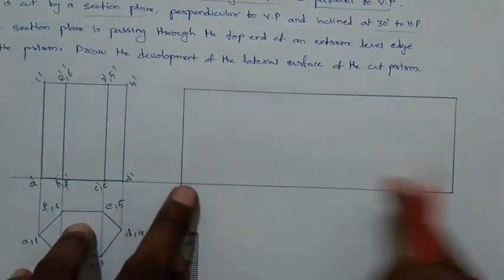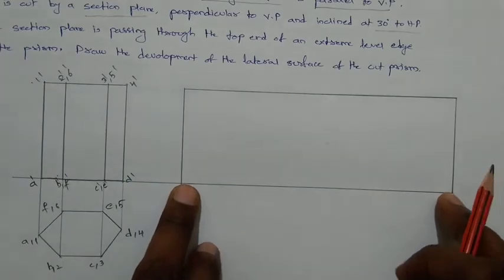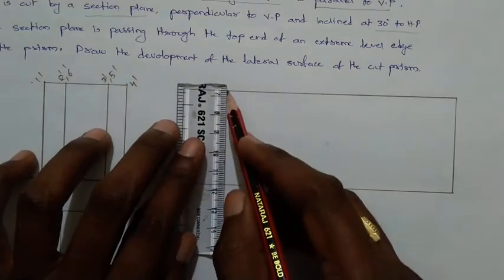And this 180 mm should be divided into 6 equal parts. So each part will be of 30 mm. Okay.